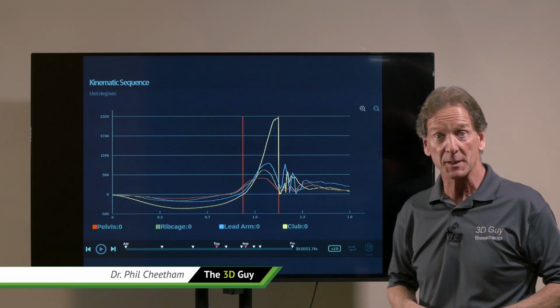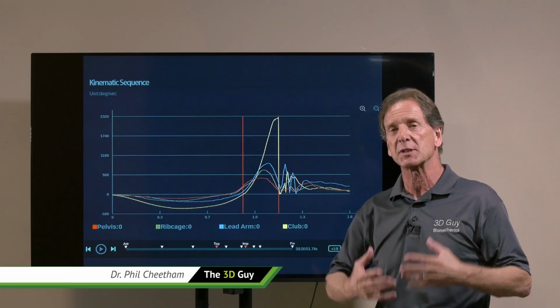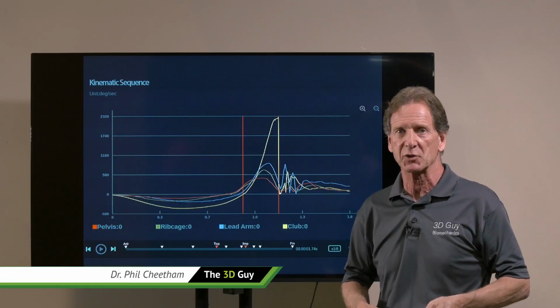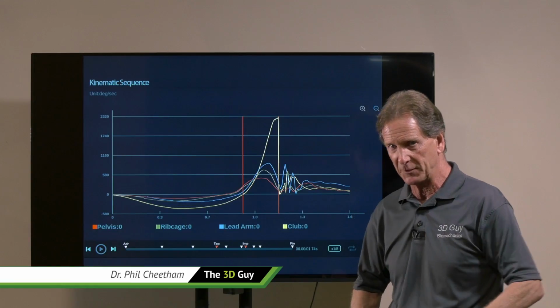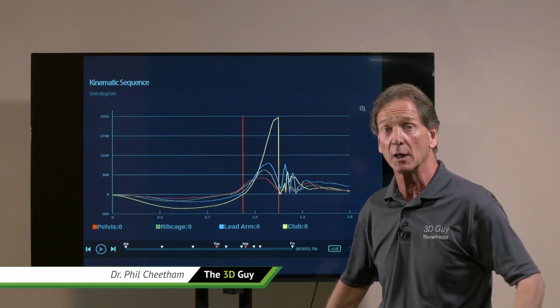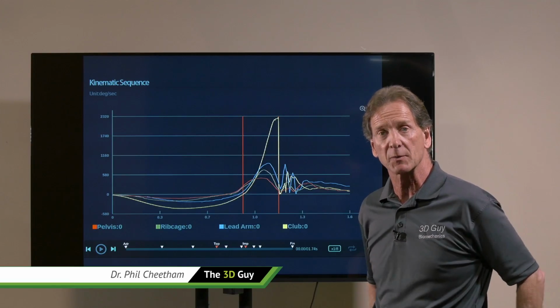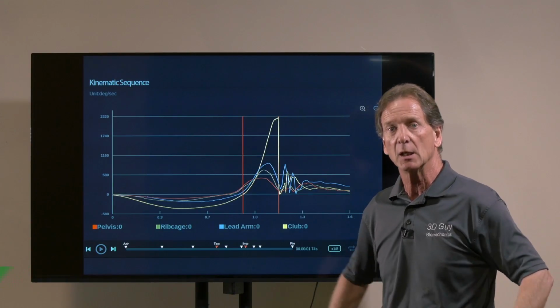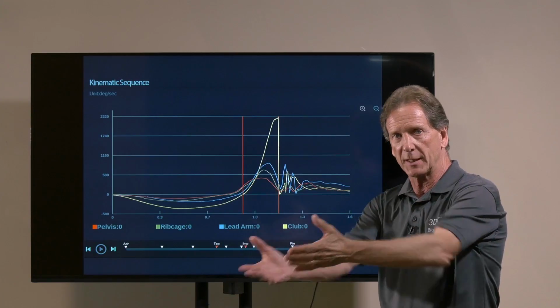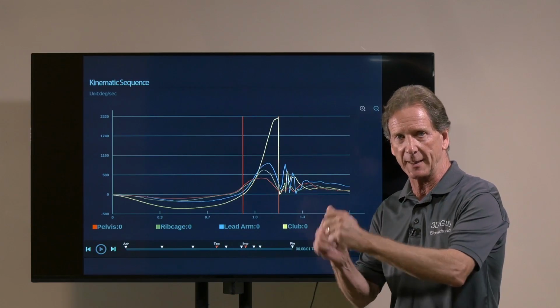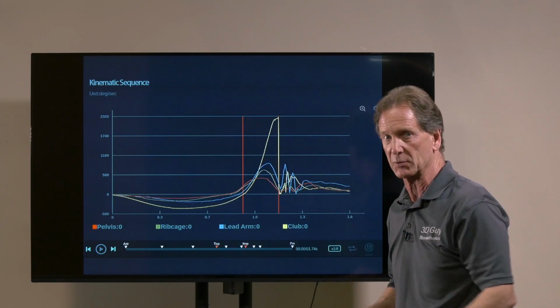Now, the kinematic sequence is a very important aspect of the golf swing, as measured by the MySwing system. It allows us to see how efficiently energy is transferred from the big, strong muscles, the hips and the pelvis area, to the extremities, to the wrists and the hands, which are the smaller, faster muscles.